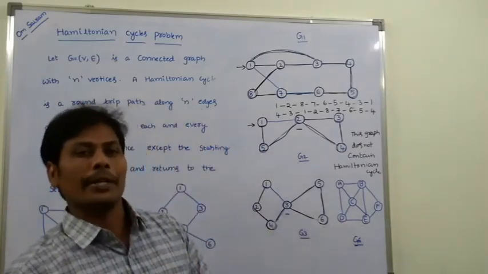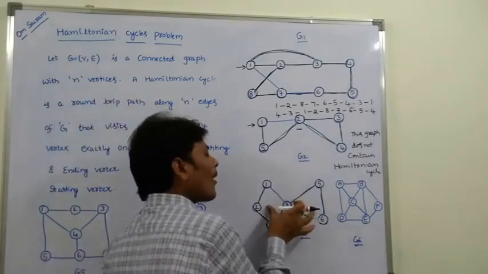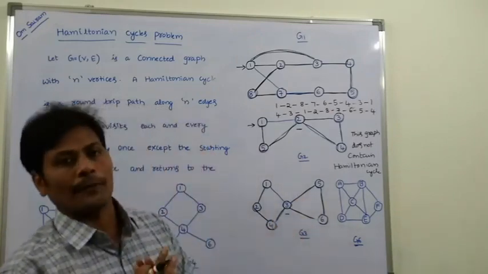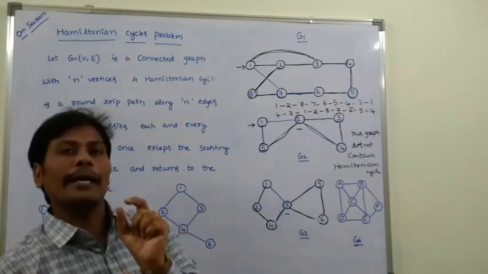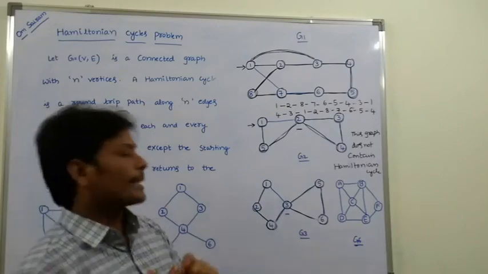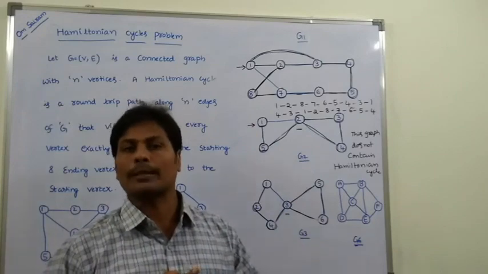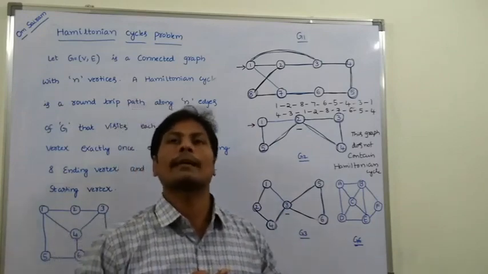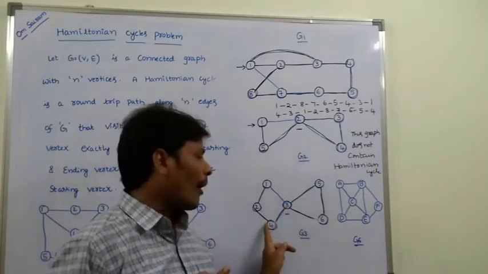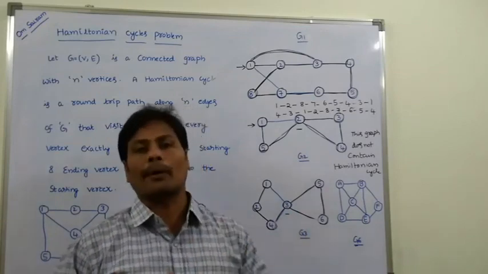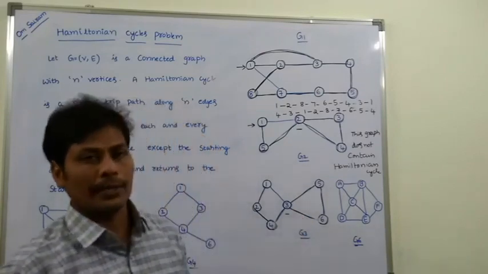So what is an articulation point? Suppose we remove this vertex. The graph is divided into two subgraphs. The vertex by which the graph is divided into two subgraphs is called an articulation point. So an articulation point is nothing but a vertex such that by removing it, the graph is divided into two subgraphs.